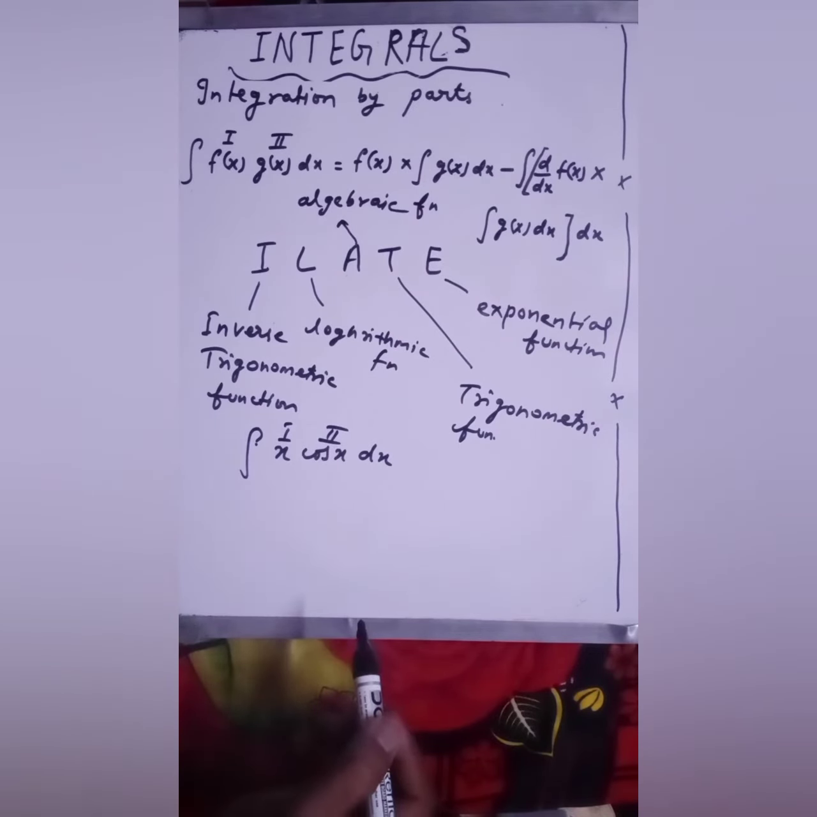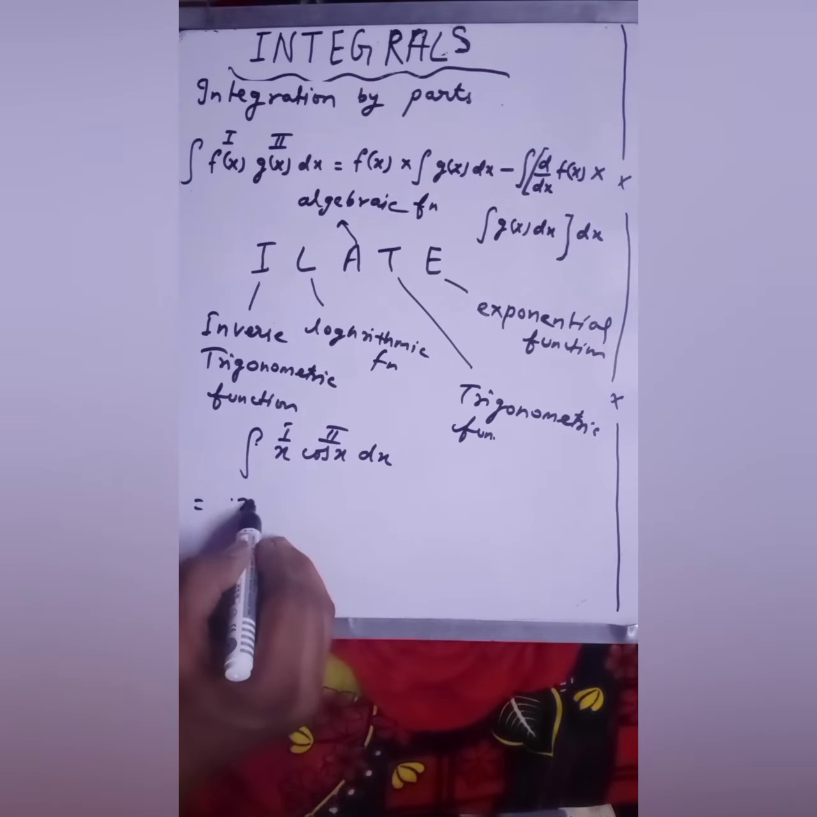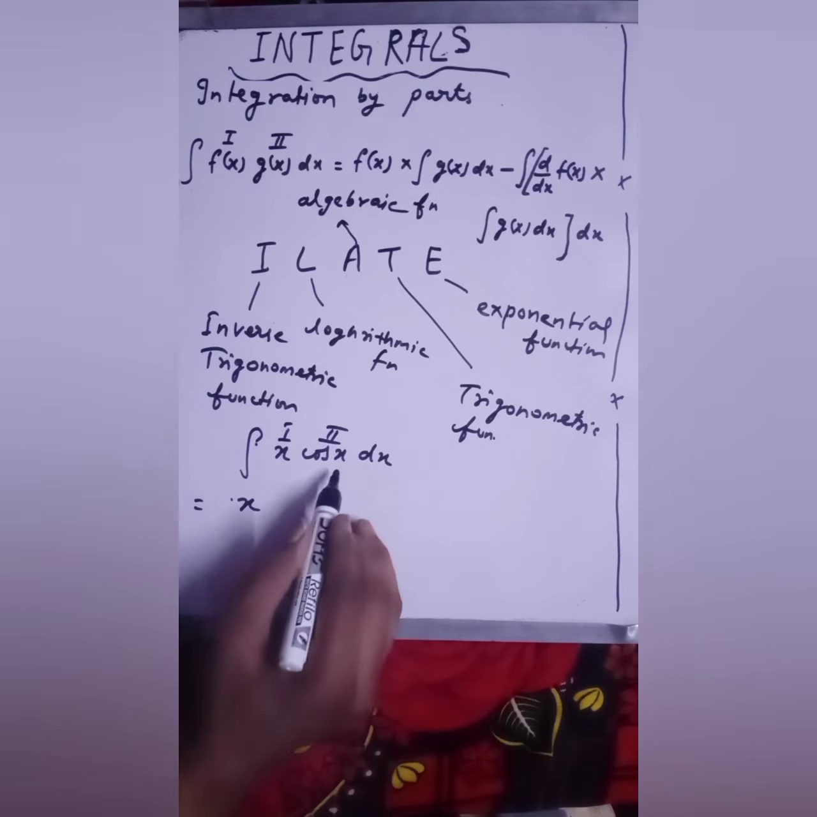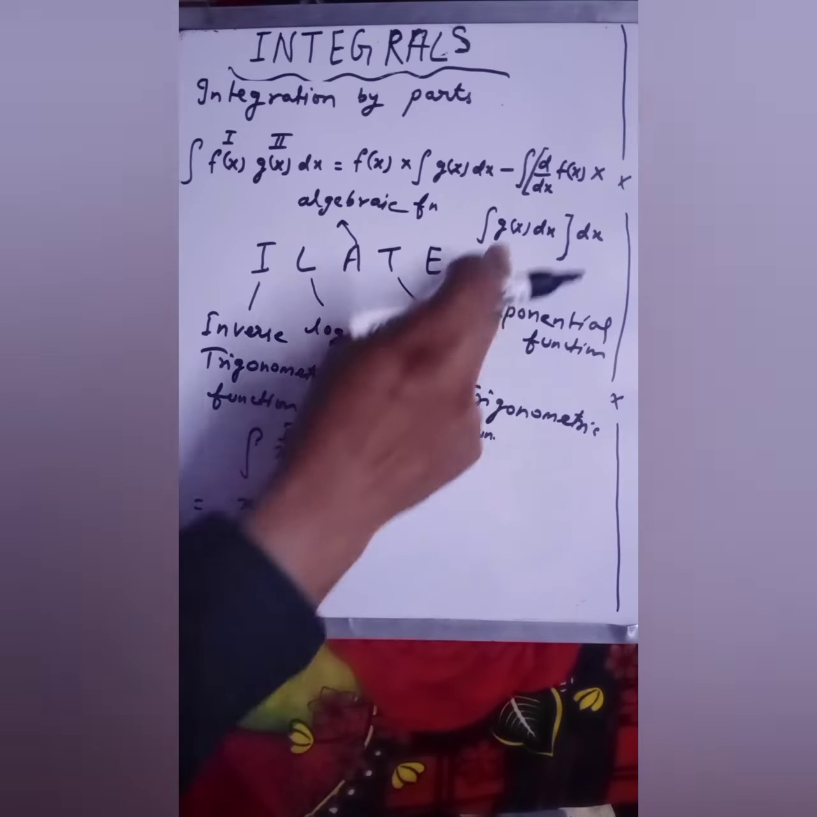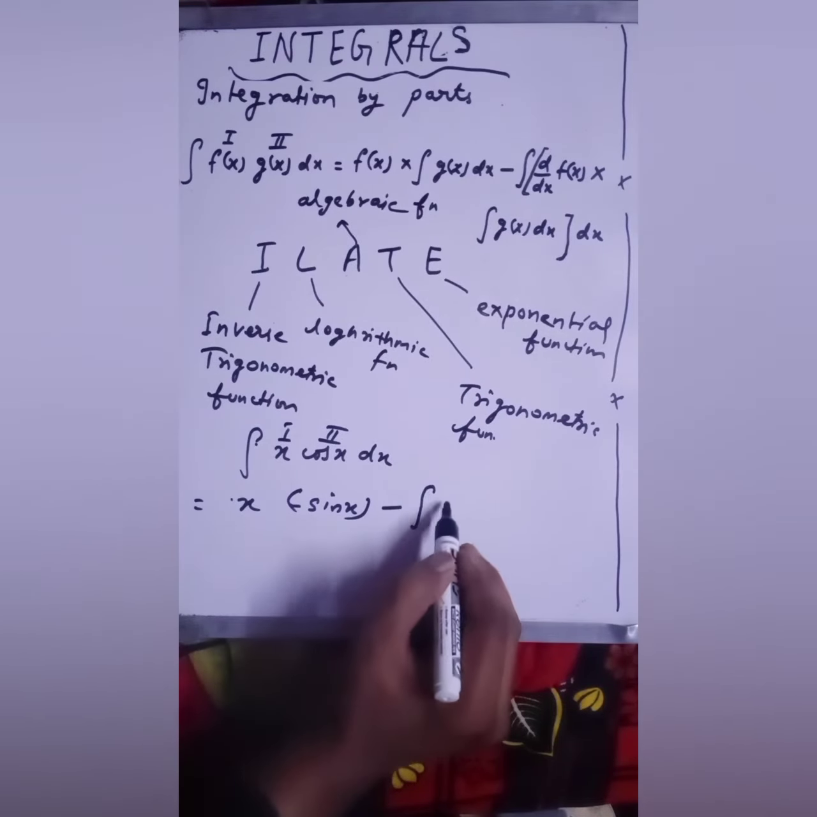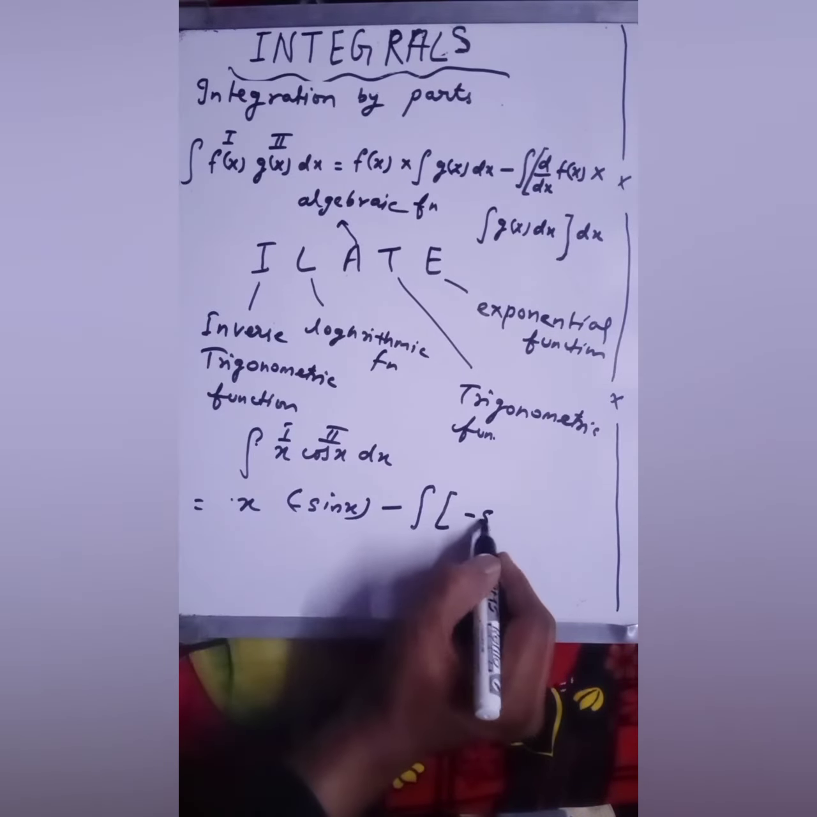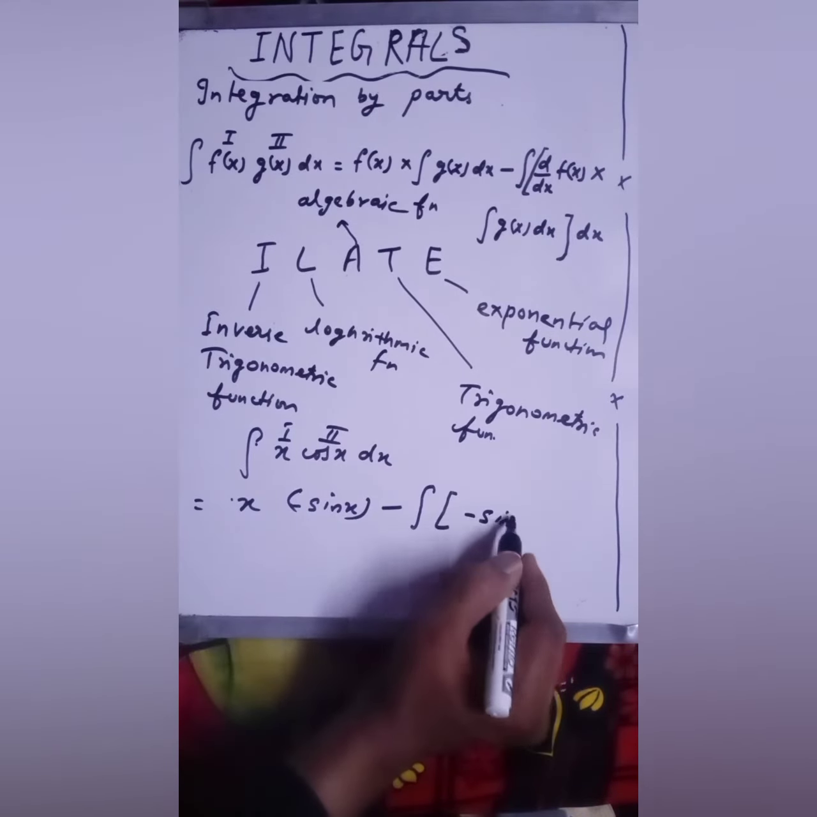Now with the first and second function chosen, you apply the same formula. According to this formula, your first function will remain the same, and you have to find the integration of the second function. The integration of cos x will be sin x, which I am finding directly. Then minus the integration of the derivative of the first function, the derivative of x, which is 1, into the integration of the second function, that is sin x, dx.